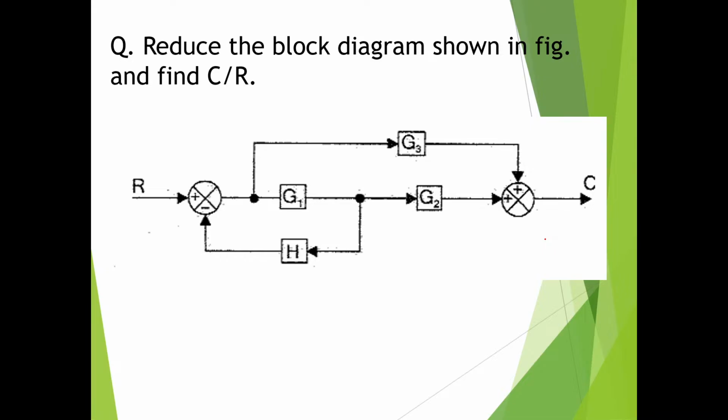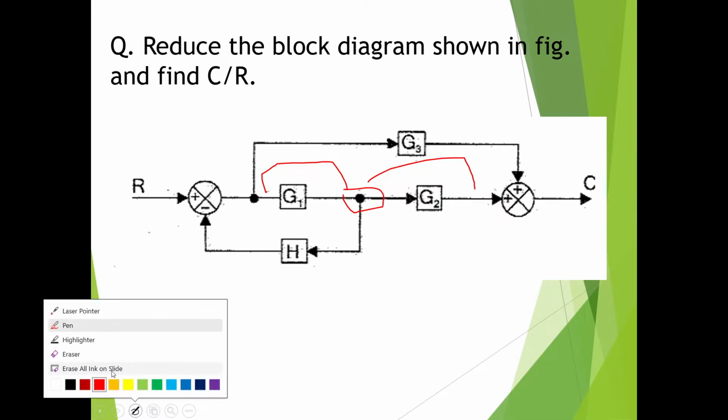I hope you might have already drawn this. It's a very simple circuit, isn't it? So we have two cases here. Everyone can't think in the same way. Either you can move this branch point behind G1 or in front of G2. We can do either of those two.